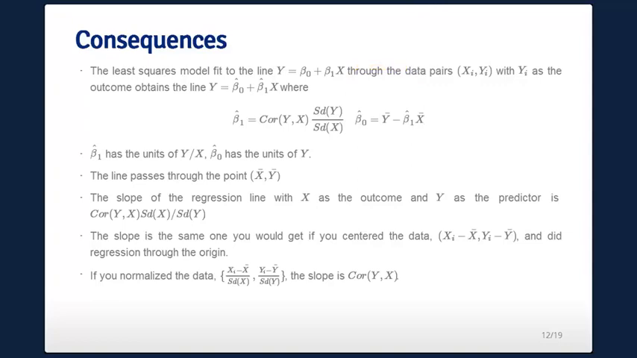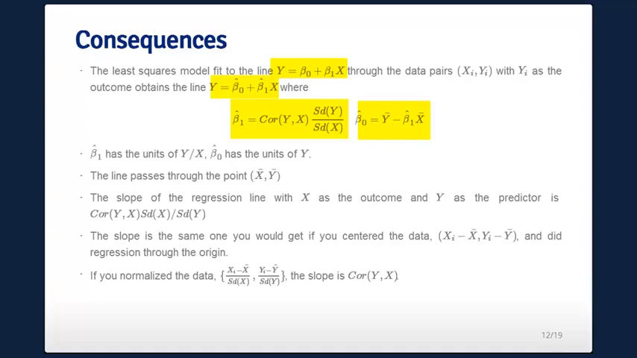Okay, so the least squares model fit to the line, to that line right here, through the data points with xi as the outcome. It works out to be, notationally, y equal beta naught hat plus beta 1 hat x, where the slope is that guy right there, and the intercept is that guy right there. The slope has this famous formula: the correlation times the ratio of the standard deviations.